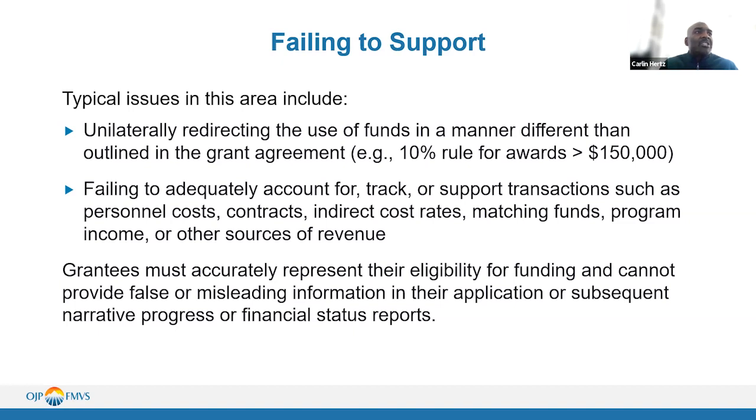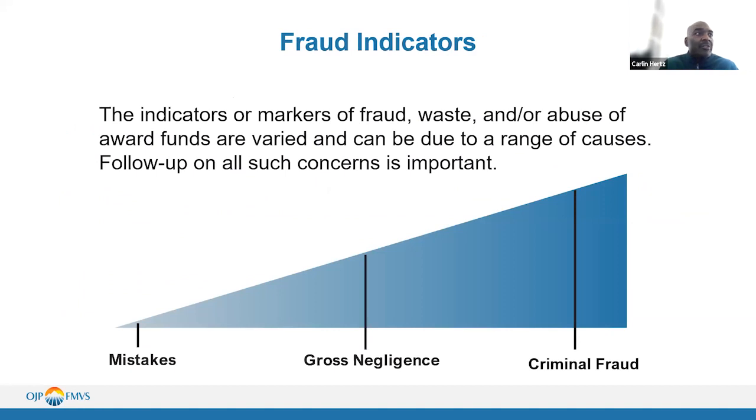So the awarding agency is here to support you from start to finish. So utilize their expertise if you have any concerns and are not sure about something. Fraud indicators. Indicators of fraud, waste, abuse, and mismanagement of federal funds can be due to a variety of causes and are rarely a simple black and white issue. We must follow up on all such concerns to determine what is really happening.